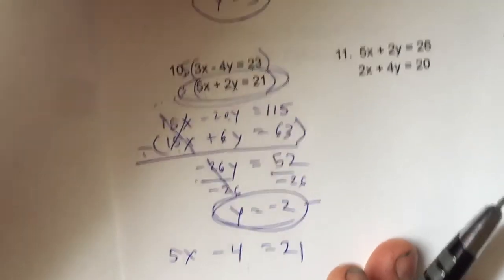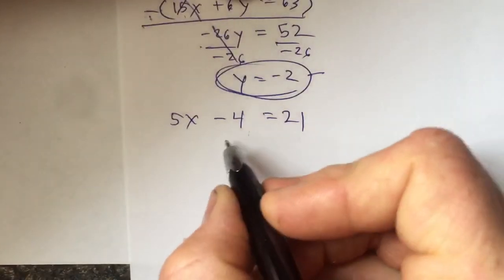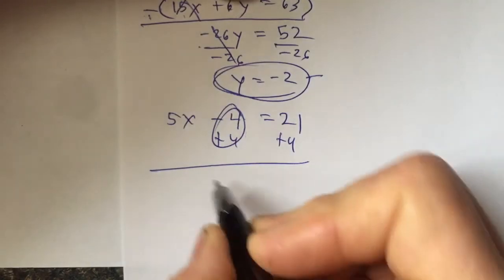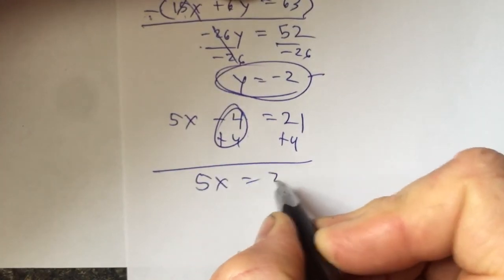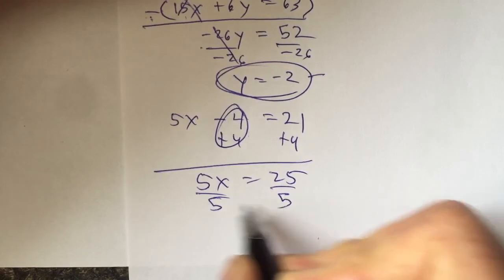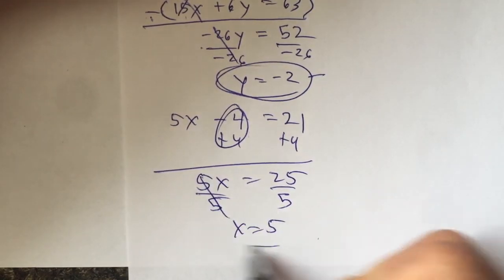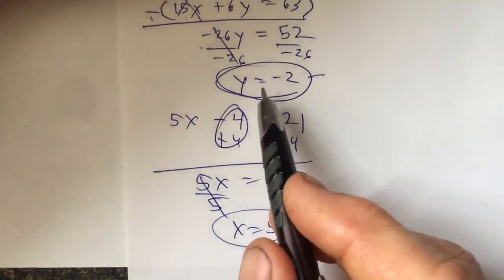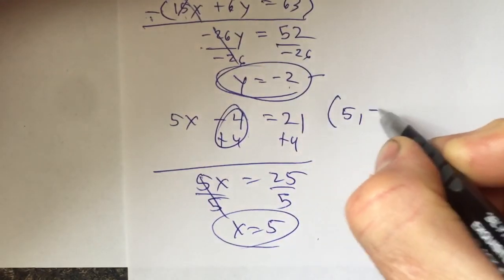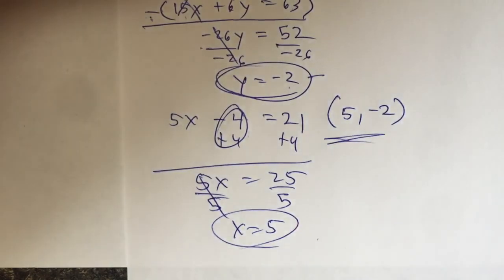And now I solve this equation here, okay? So I'm going to, let's add 4 to both sides. They go away. 5x equals 25. And now divide by 5. And x equals 5. Already 5. So I've got negative 2 is y, 5 is x. Well, x is first, and y is second. And there's my solution right here.